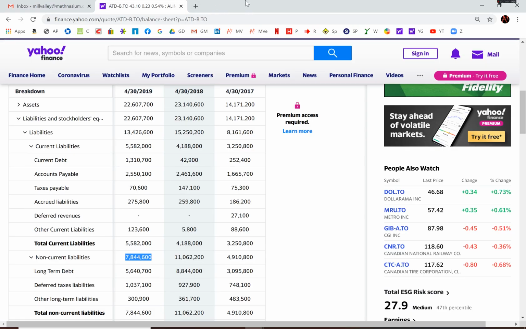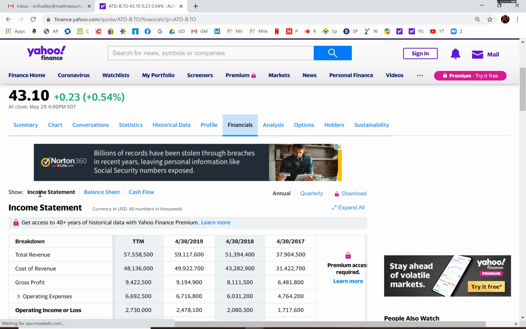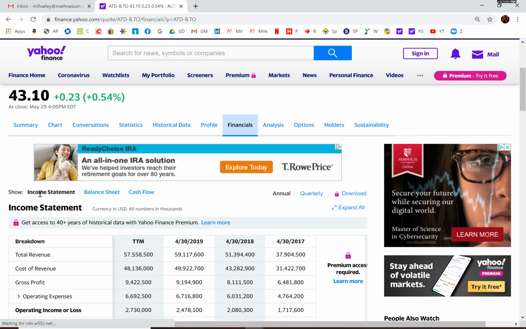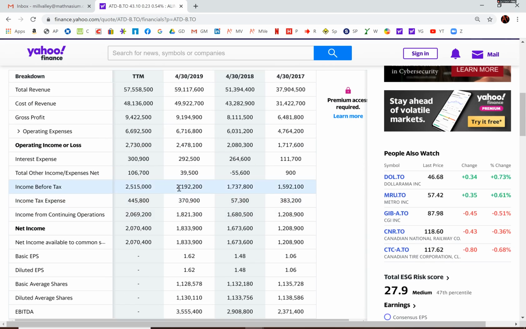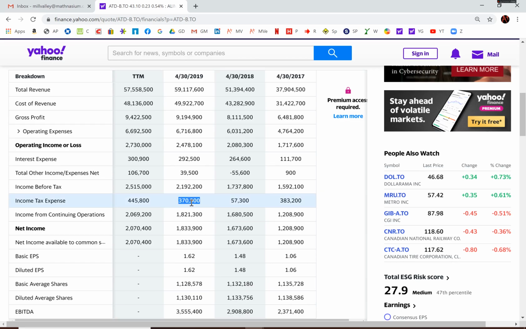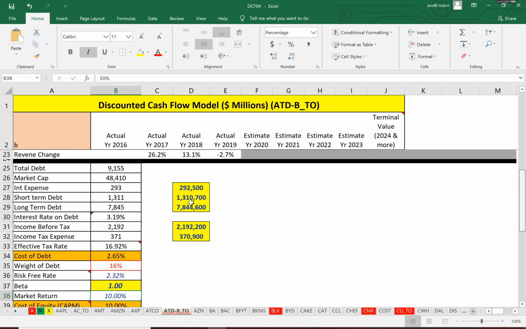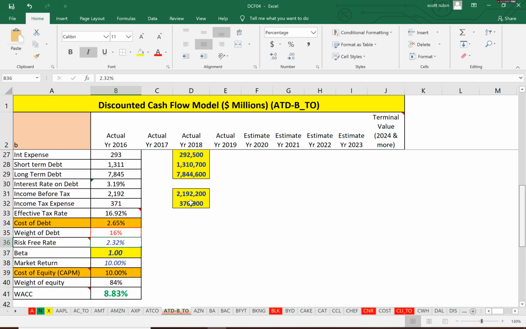So let's find out their effective tax rate. And the income before tax is 2.2 billion. And the income tax is 371 million. So they pay 17% in taxes. So that means that cost of debt is 2.7%. So they have 16% debt, which isn't too bad.